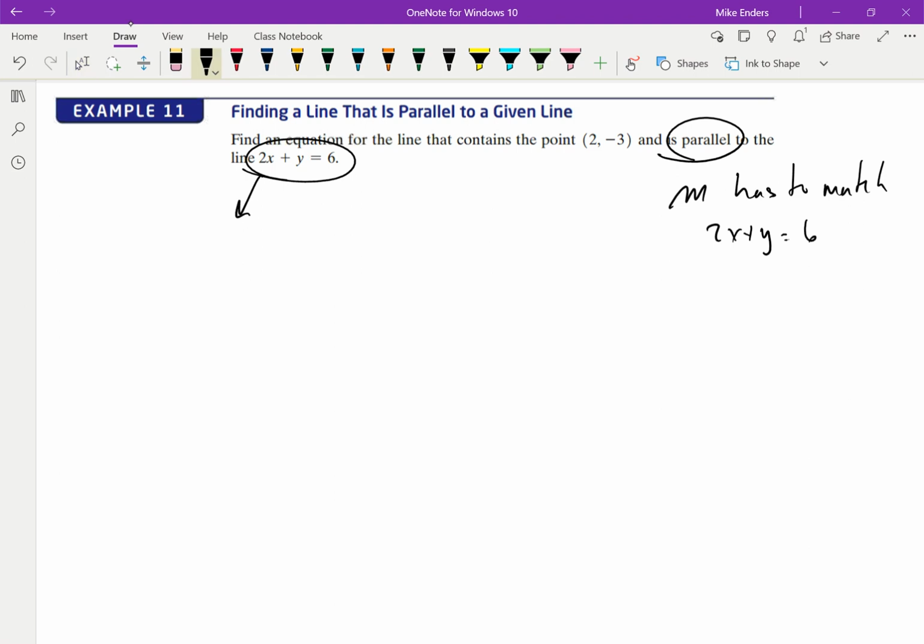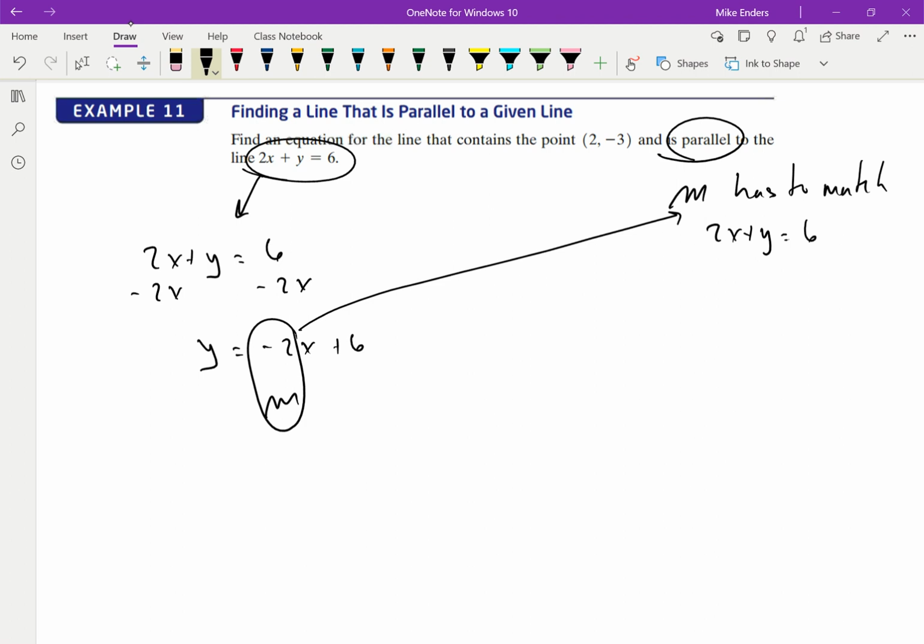So I need to figure out the slope of this line. So I need to put that in slope-intercept form. We can do that very quickly by subtracting 2x from both sides. So that's y equals negative 2x plus 6. So my slope then is negative 2. That means the slope of the line that I want is going to be negative 2 also. But now I want a slope of negative 2, and I want to go through the point 2, negative 3.